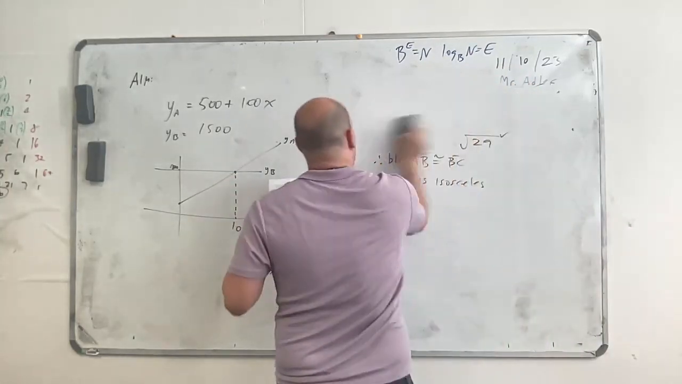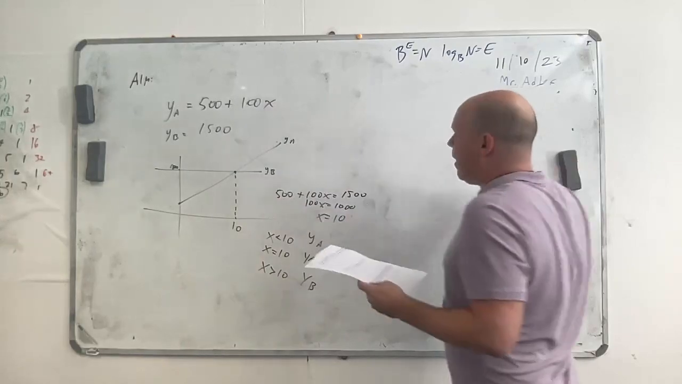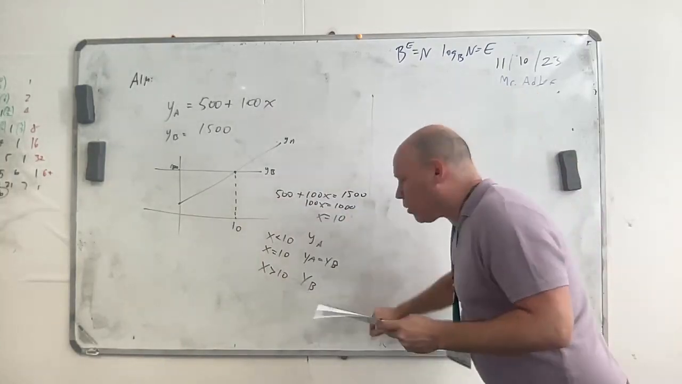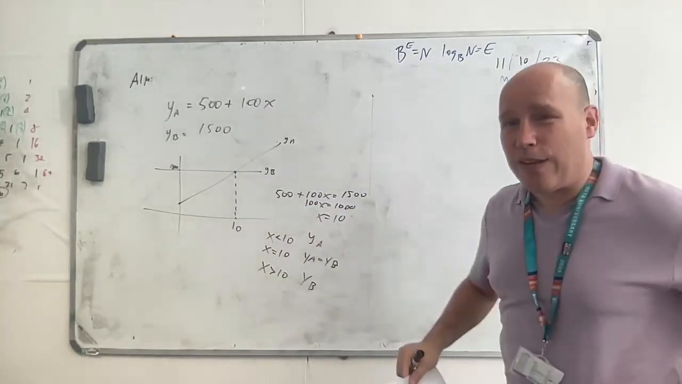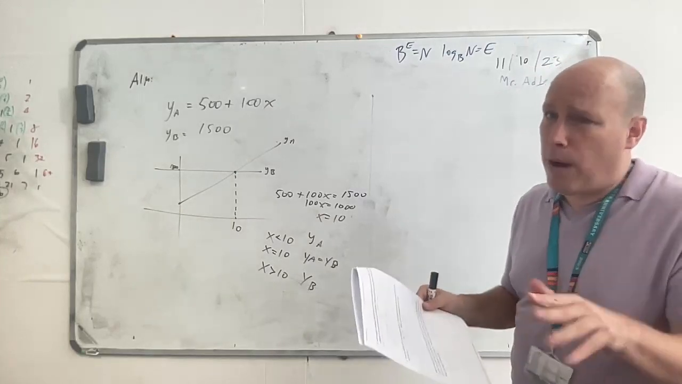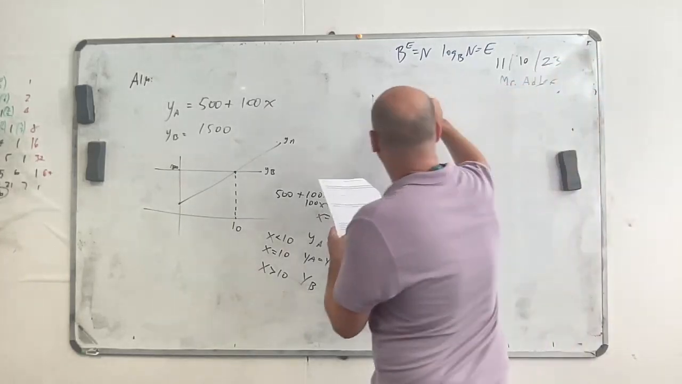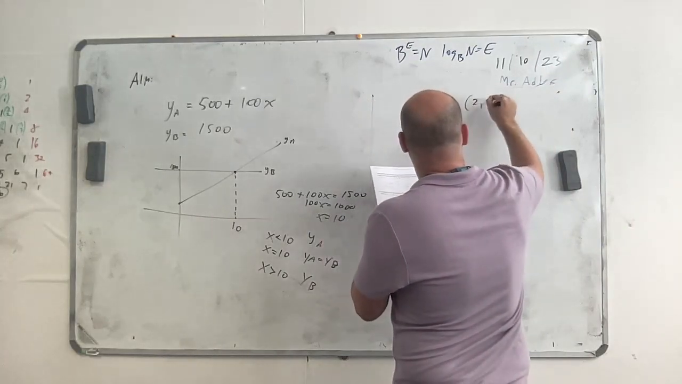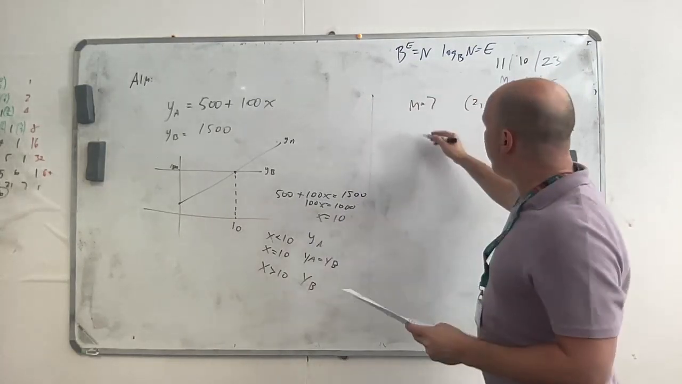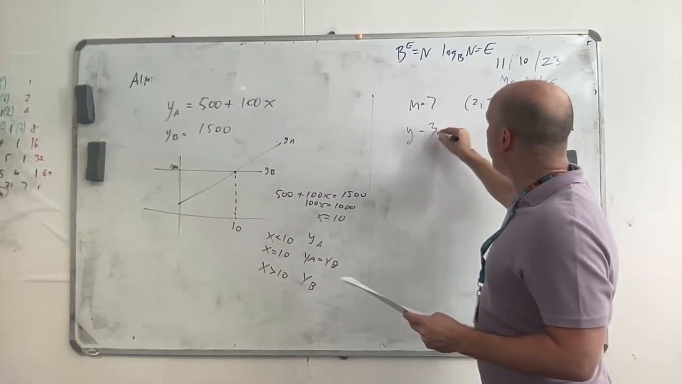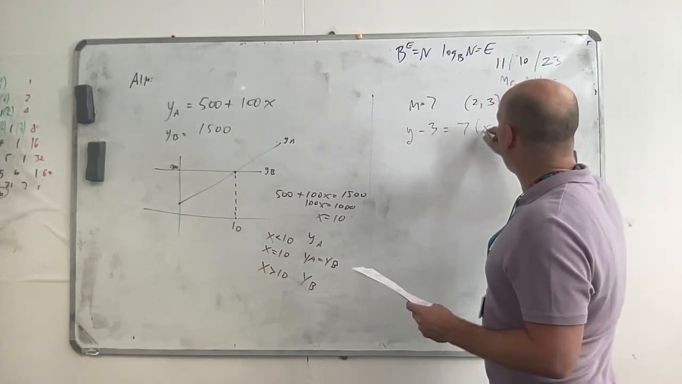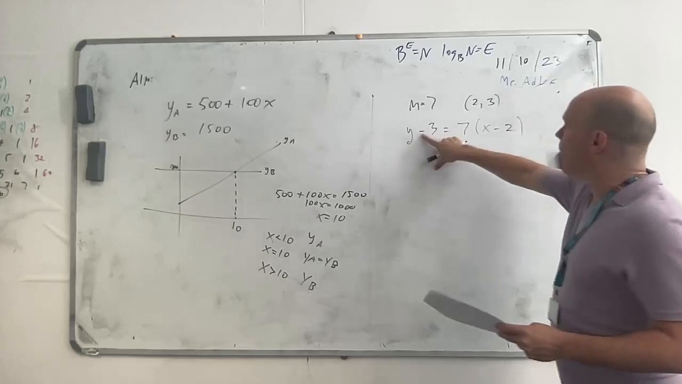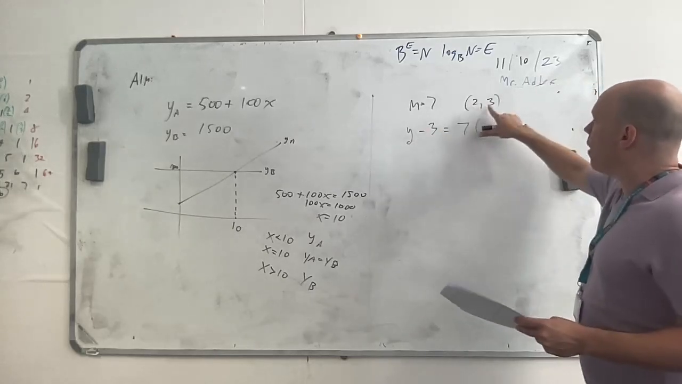Number 6. Now, something we didn't talk about was writing the equation of a line in point slope form, which means all you need to write the equation of a line is a point and a slope. So for example, we have a slope of 7, and it passes through point (2, 3). We can write this as y minus 3 is equal to 7 times x minus 2. You put the minuses in there if these are positive.